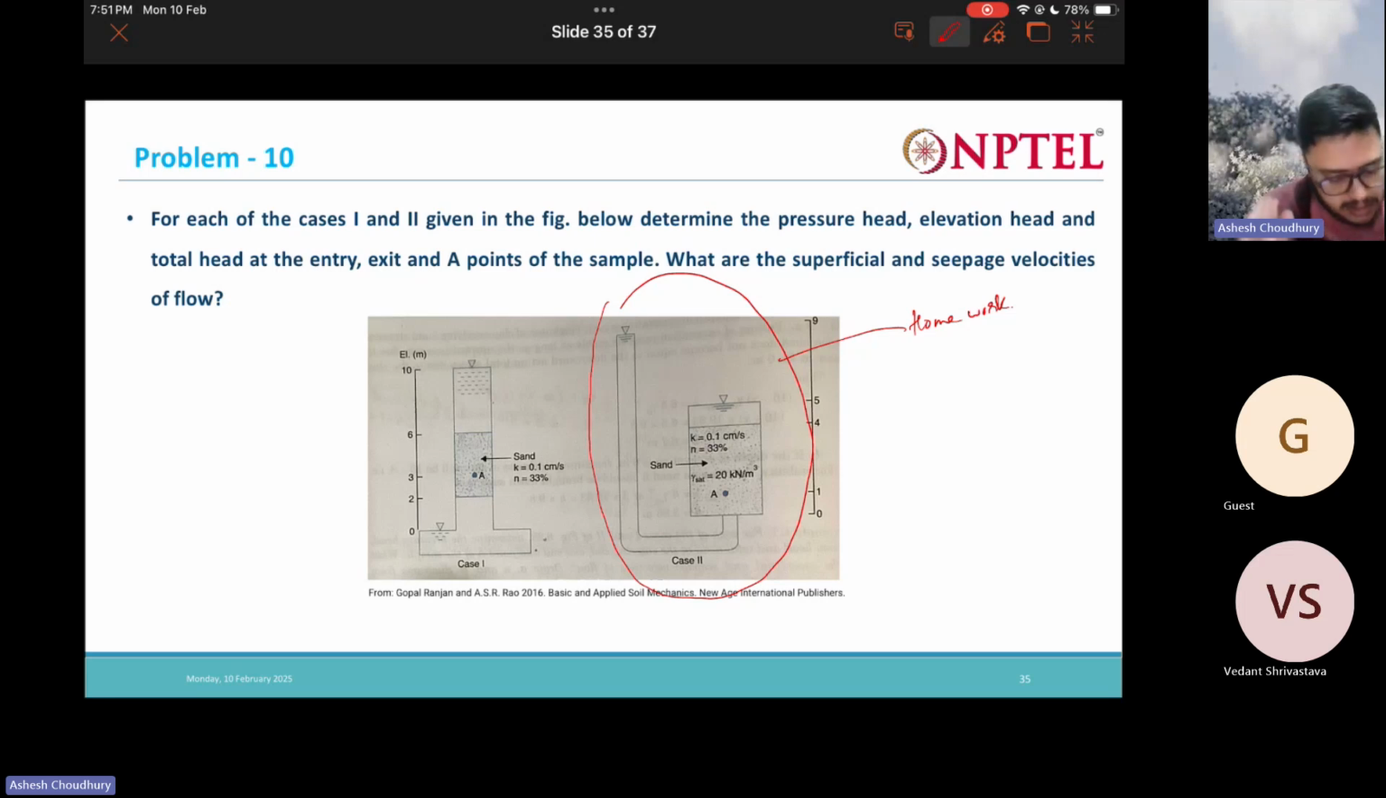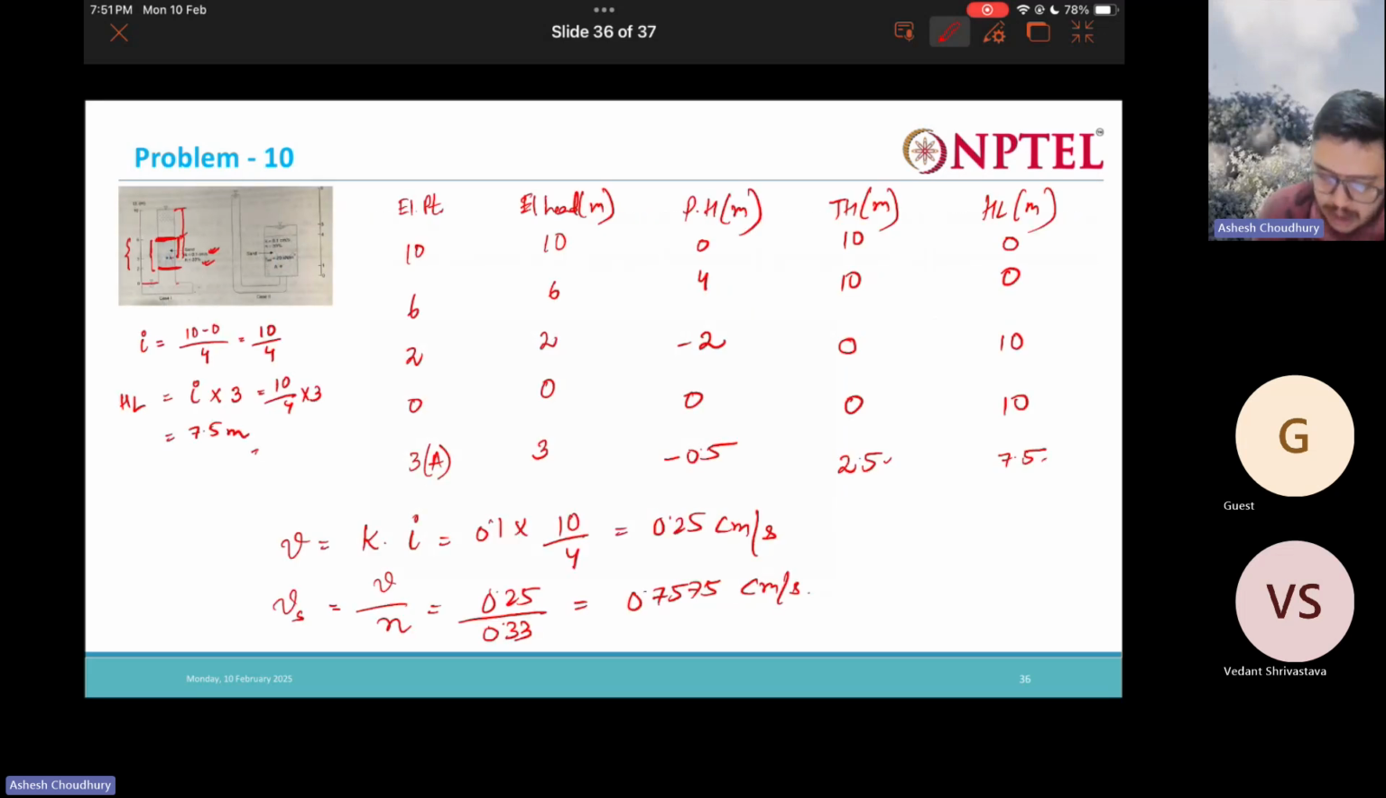Okay, just try to solve that by yourself once. Only then we will be solving that in the next class. So I hope this problem was clear. I will repeat once again for your convenience.